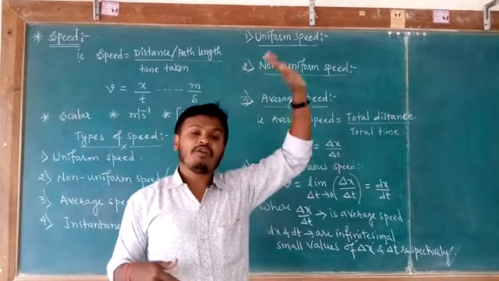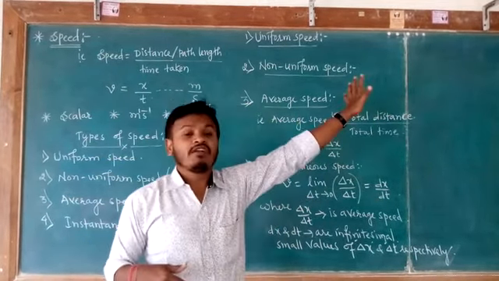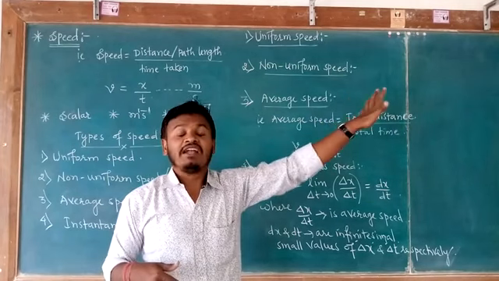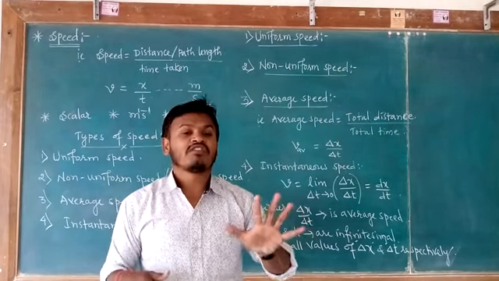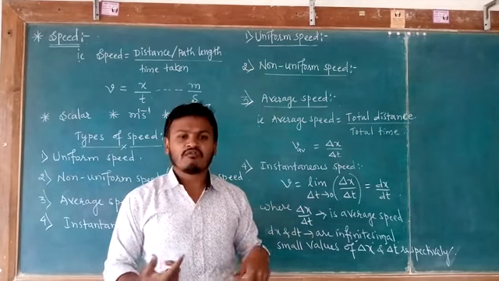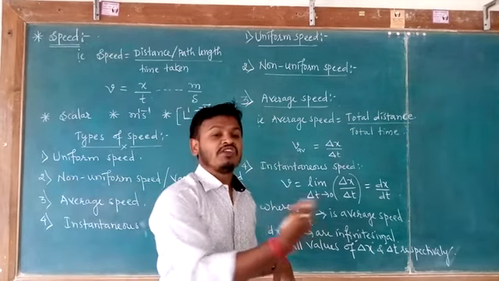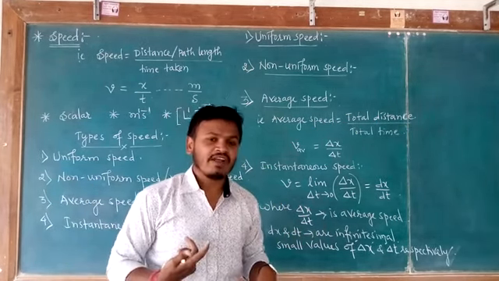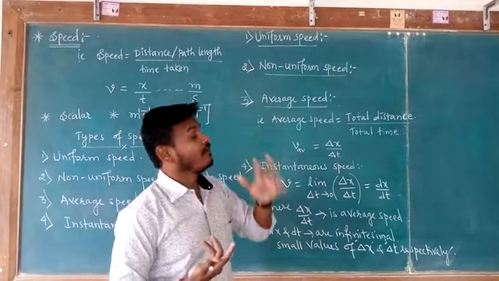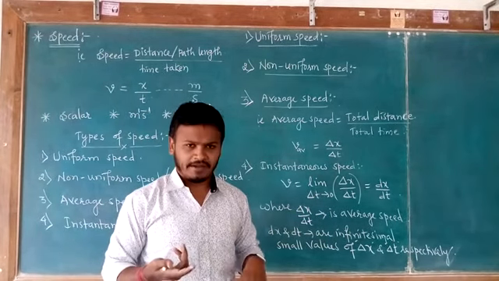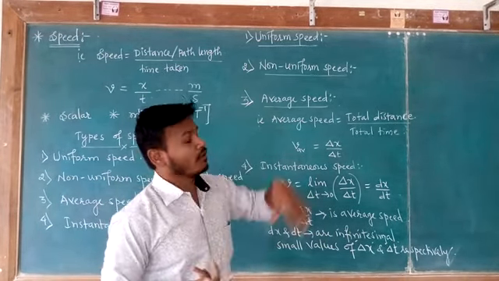Uniform speed means what? The speed of a body is said to be uniform if it covers equal distances in equal intervals of time. Simply, this is the definition of uniform speed. In other words, when a body covers equal distances in equal intervals of time, then the speed of the body is known as uniform speed.